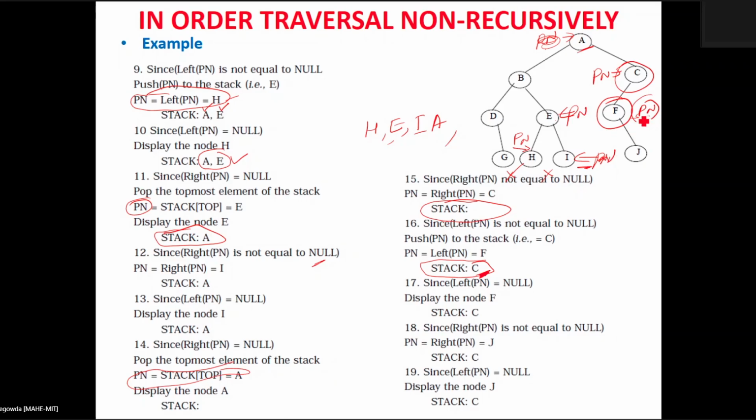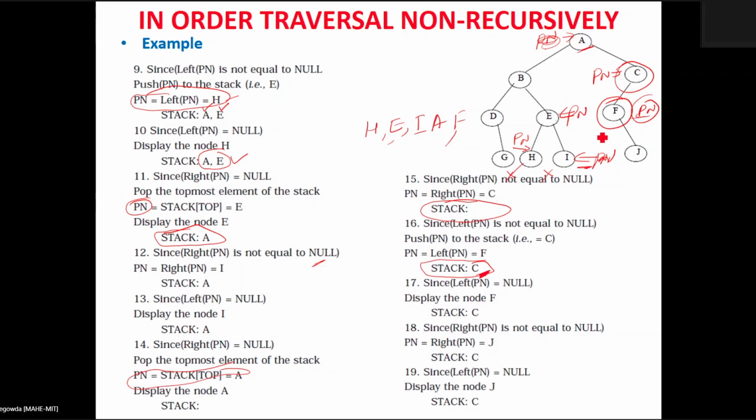So now you have to display the F value. So that F value is displayed over there. Then you have to check whether the right subtree is there or not. Before that, you have to check whether the left subtree is there or not. There is no left subtree for this.